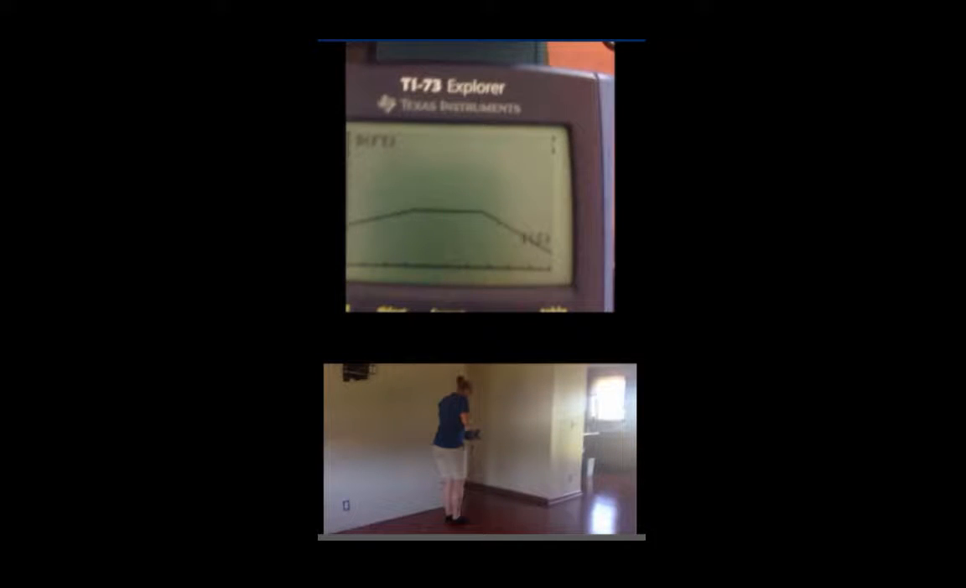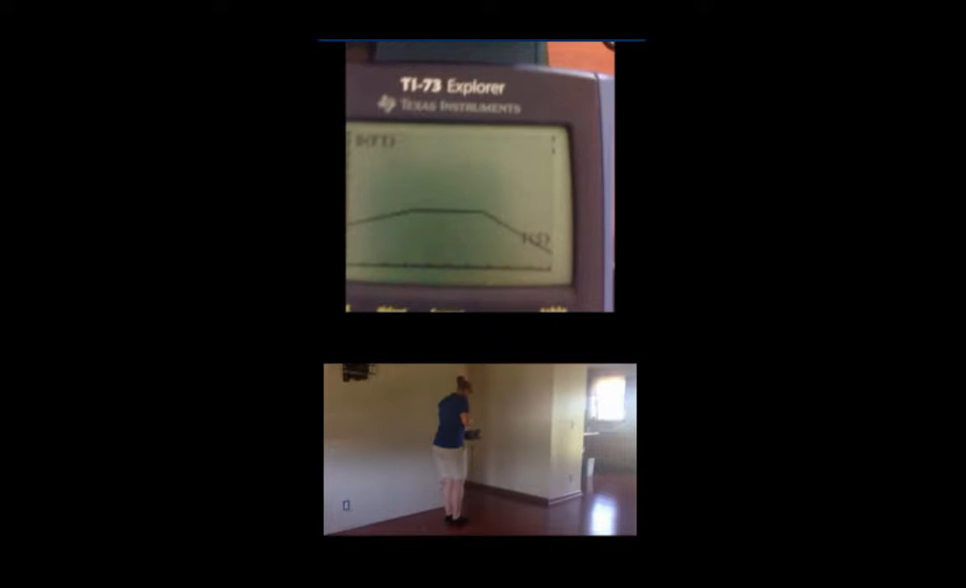Let's take a look at what a distance-time graph means and how one can be created. The video on the bottom is a person using a motion detector to track their distance from this wall at any given time. The top screen is the printout from the motion detector. The x-axis, the independent variable, is the time axis, and the y-axis, the dependent variable, is the distance according to the time.